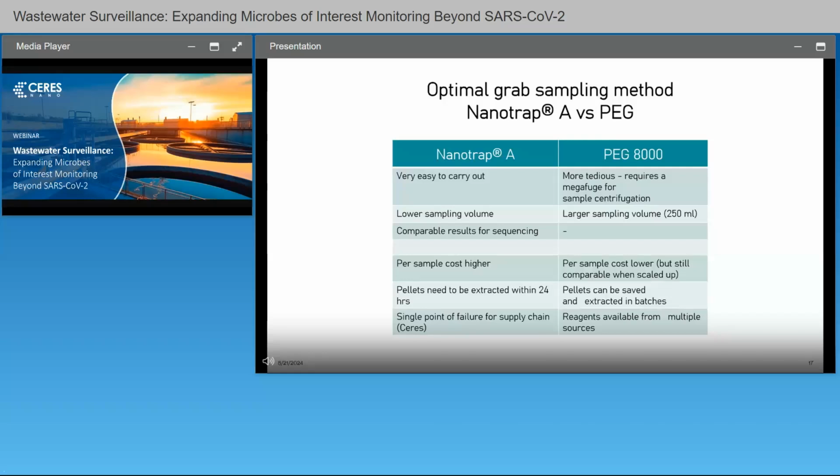But if you recall the story with skim milk, the Indian government just banned the import of skim milk from external sources. So the supply chain in India depends on lots of external factors, and that is something we are still concerned about. However, we are still continuing to use Nanotrap A. And in case the supply chain fails, we have the alternative of PEG 8000, which is available from multiple sources.